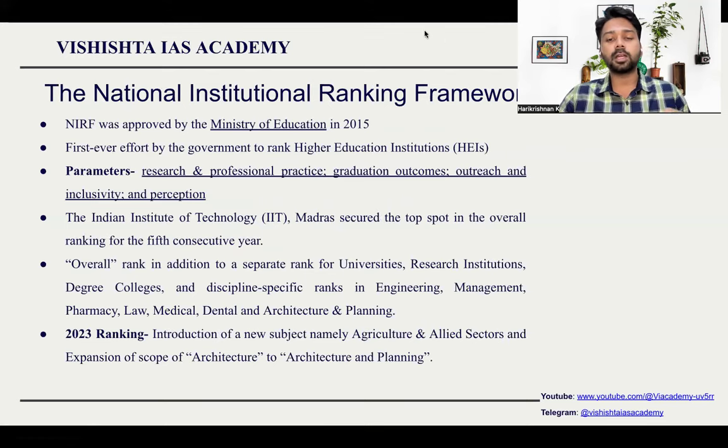National Institutional Ranking Framework: every year in June, this ranking is released by the government. In 2023, the ranking was released, and it is a ranking by the Ministry of Education. This is why this ranking is very important. It was released by the government so that people will know about the quality of the college education they are getting. It is a ranking of higher educational institutions belonging to India, not to other countries. What are the parameters? Four parameters are taken. First, research. Second, graduation outcome, then outreach and inclusivity, and then perception.